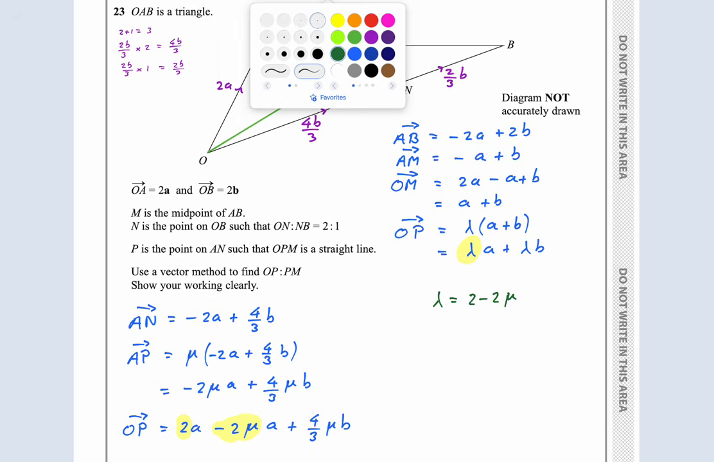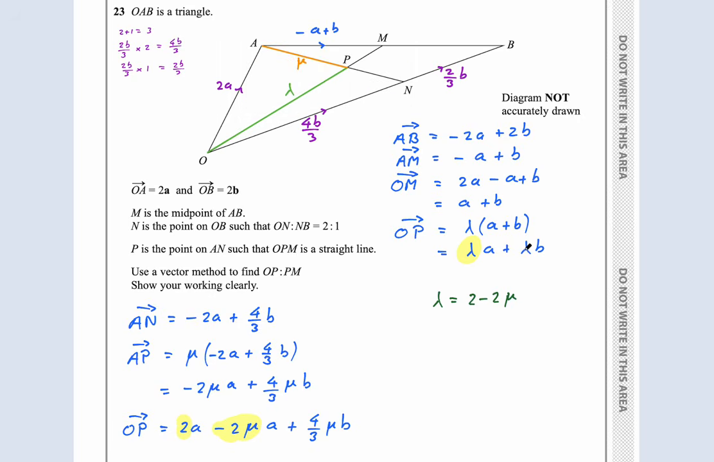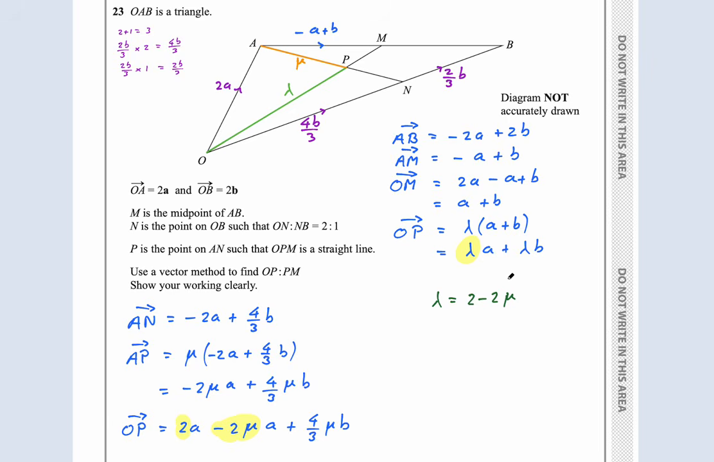And, well, also lambda. Hang on. Also lambda here. This lambda equals this, 4 over 3 mu. So I can also add lambda also equals 4 over 3 mu. Then I can just solve these equations simultaneously.